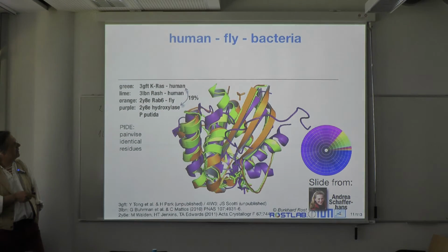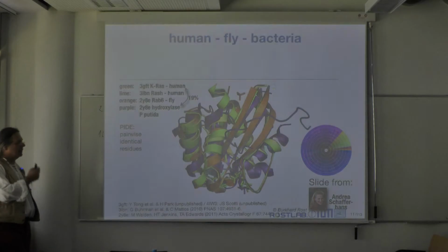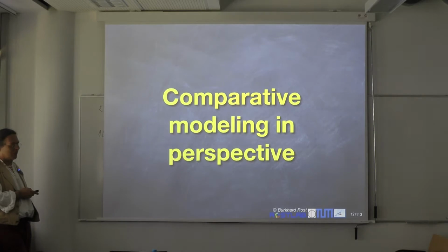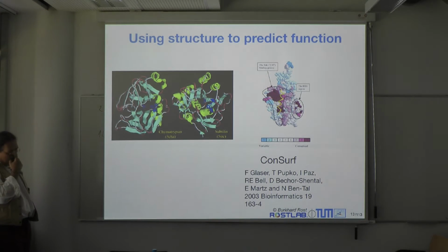Let's go into bacteria. Now we actually lose so far RAP, RAS, RASH. We have some similarity in the enzymatic function. Here in the bacterium we lose that one too. We now have 19% to human in the purple here, and you still essentially recognize the fold. So essentially still the same. And this ultimately is the background behind comparative modeling, that you in fact try to identify the similarities from sequence alone. Let's put another perspective into this. Can we use structure to predict function?